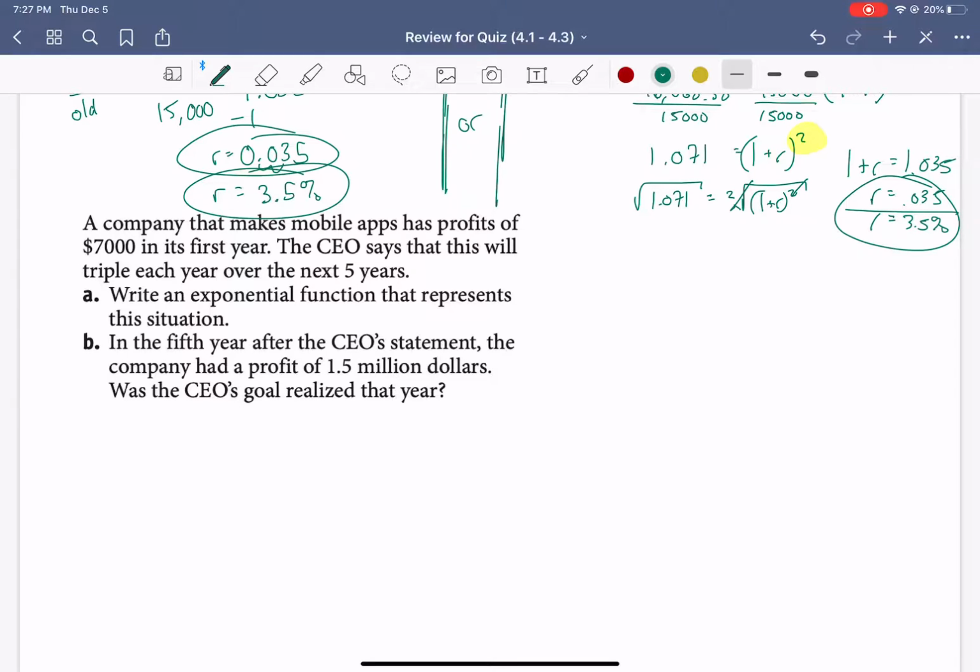Next problem. A company that makes mobile apps has profits of $7,000 in the first year. The CEO says that this will triple each year over the next 5 years. First, we want to write an equation. Then we want to figure out after 5 years, how much money will we have.